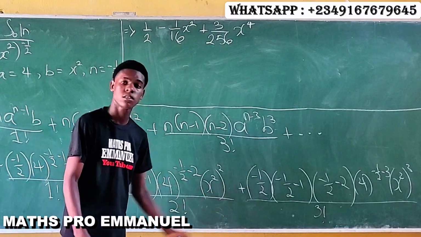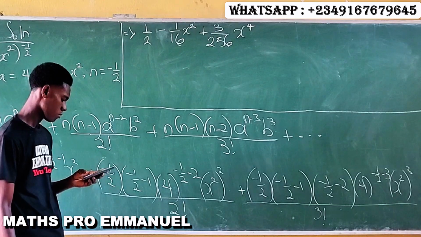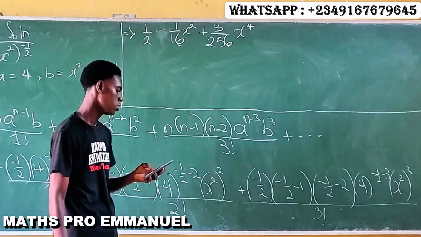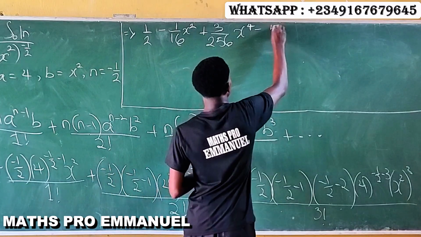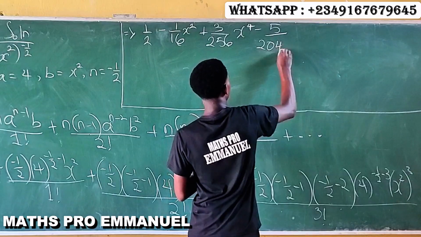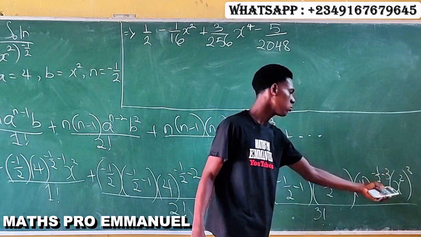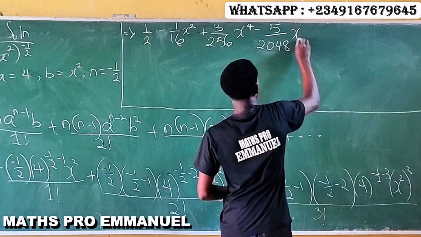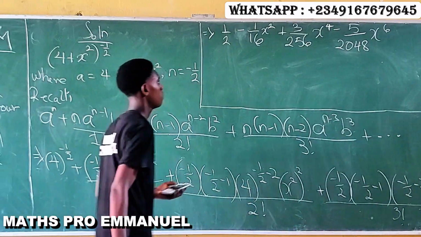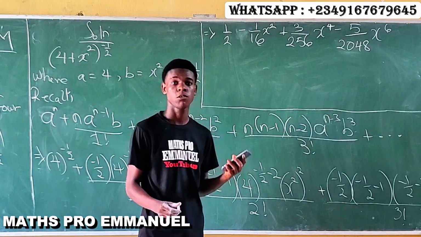Now lastly is this. Now let's punch it together. So after punching, the result is minus 5 all over 2048. And then the coefficient here is x squared raised to the power of 3. So x squared raised to the power of 3 is x raised to the power of 6. And that becomes the final answer to the problem. Hope you are following me when I was punching.